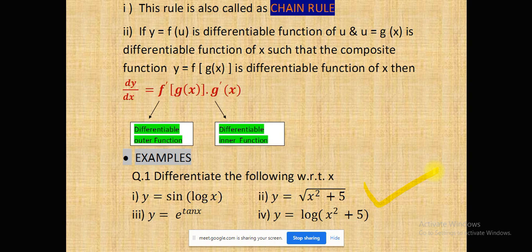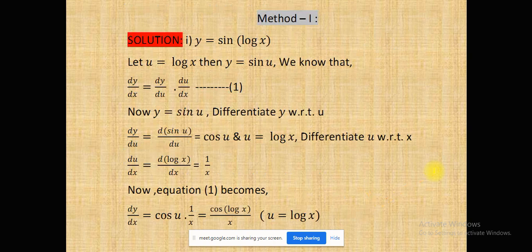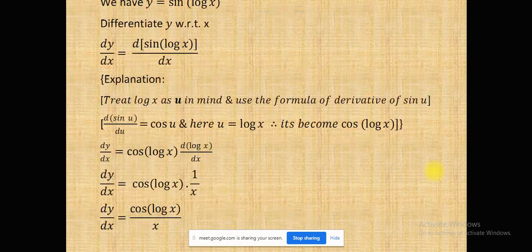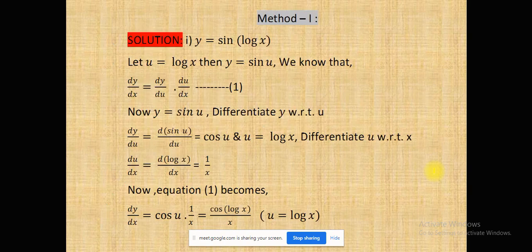Let's just go through it once. This was the first method that we have done, and there are two methods to solve this. Right now what we have seen is the chain rule, expressing it as dy by dx is equal to dy by du into du by dx. Here y is equal to sine of log x. The inside function, I will call it u, and then y will become sine of u.